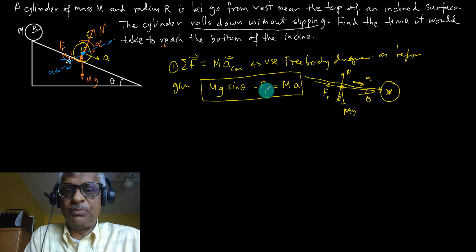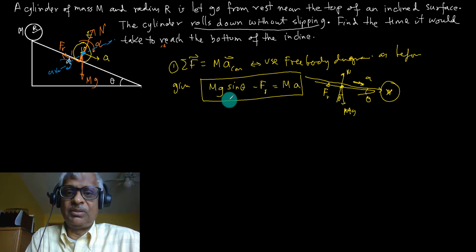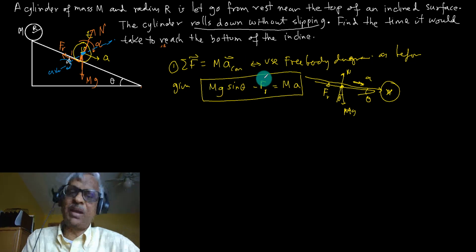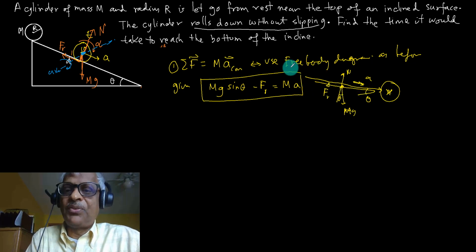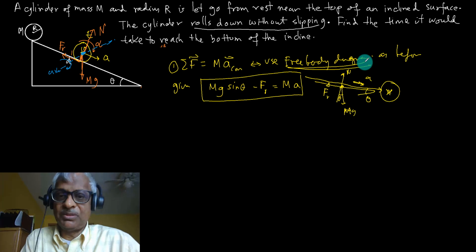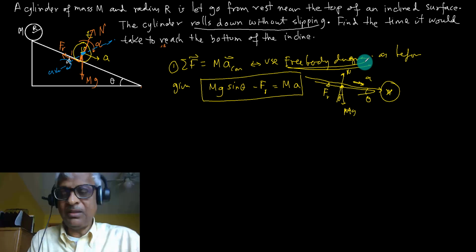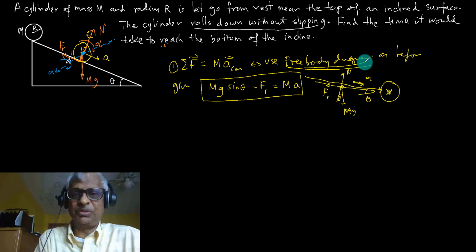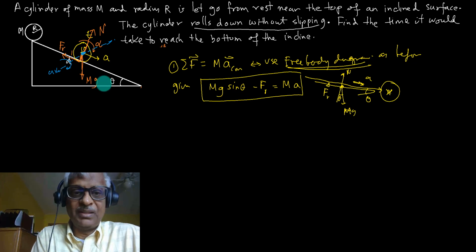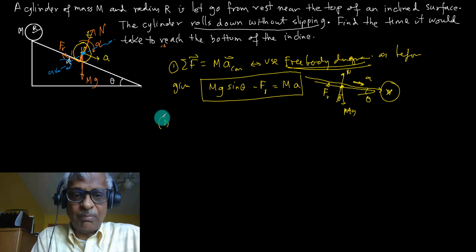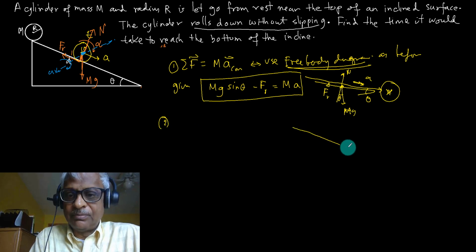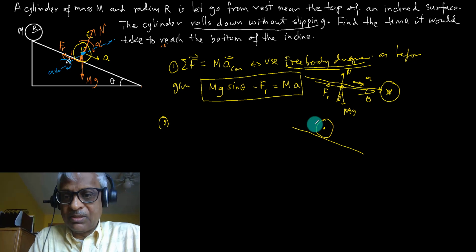If you're unsure how I got this and want more help, go back to the previous chapters and practice solving more free body diagram problems. We are right now in the rotation chapter, so I'm going to focus on the rotation part. To get the rotation part, we have to look at the torque about the center of mass.